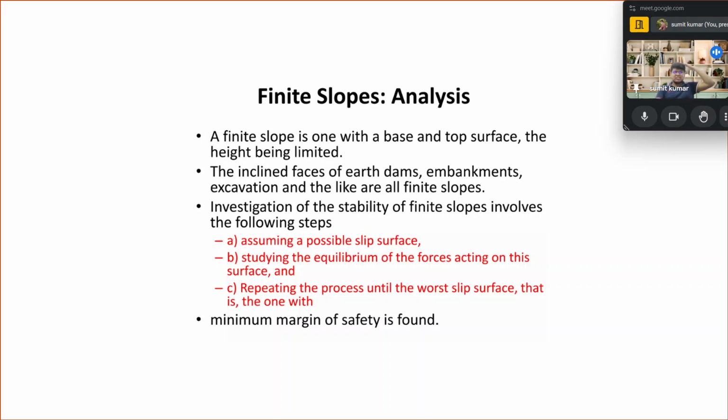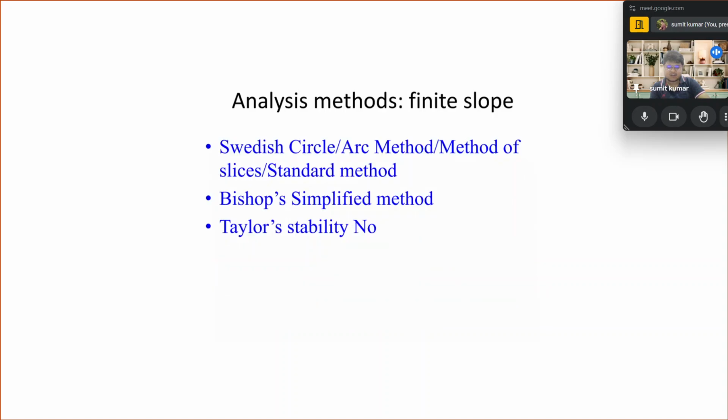Now, the investigation of the stability of finite slopes involves the following steps. First, assume a possible slip surface, then study the equilibrium of forces acting on this surface, then repeat the process until the worst slip surface, the one with the minimum margin of safety, is found.